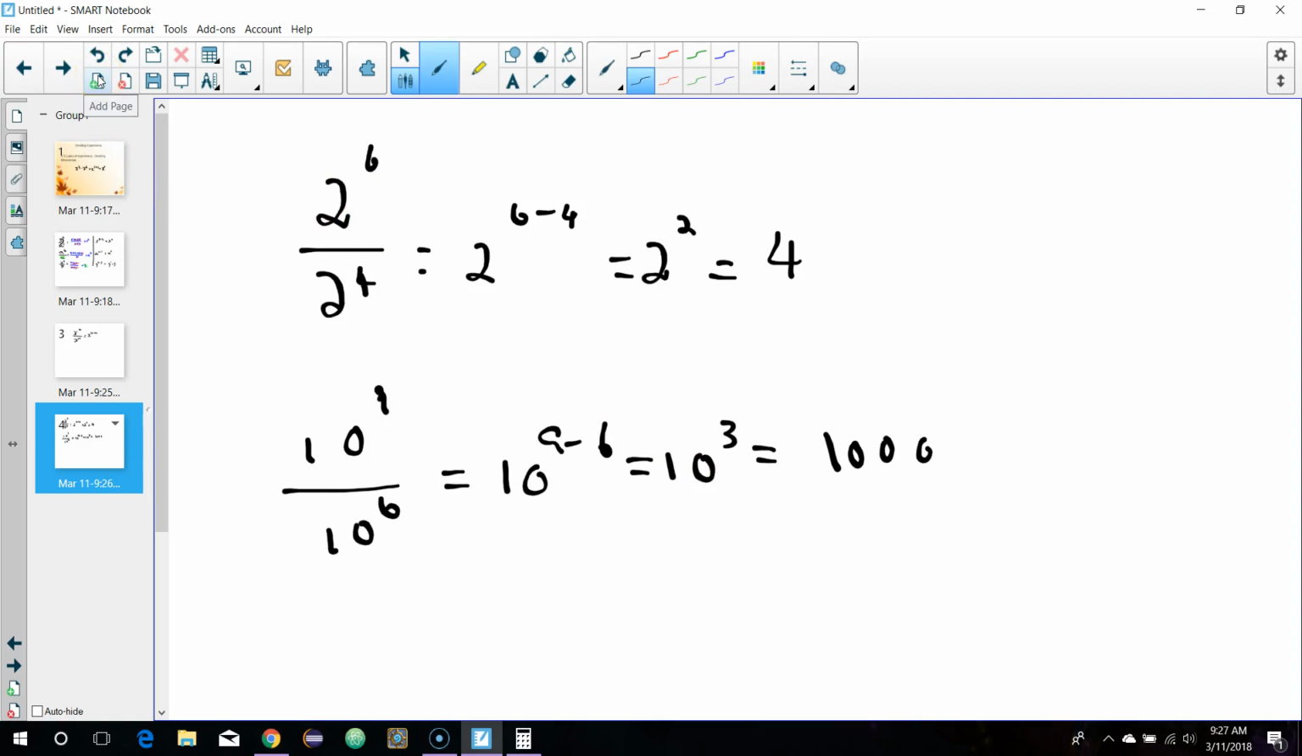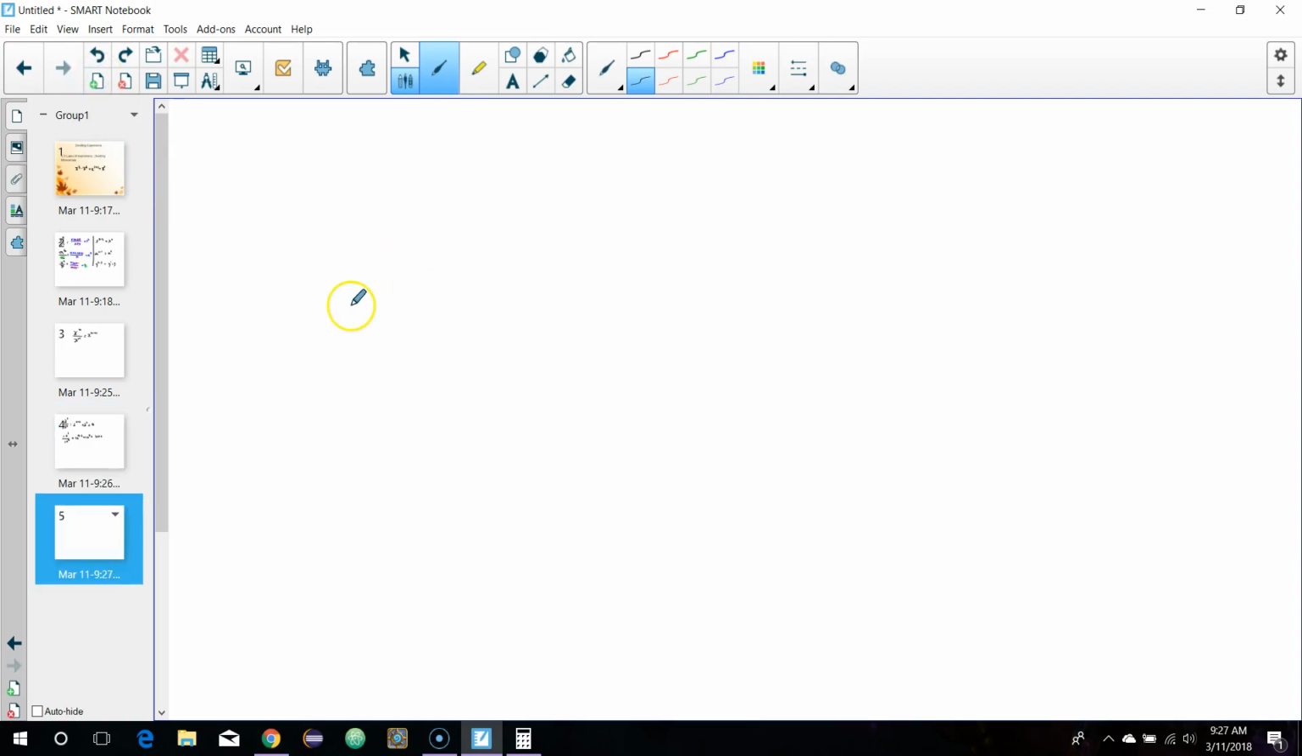Sometimes they may have numbers in conjunction with variables, so we can do that. For example, I'll have x to the power of a over x to the power of 6. This looks very confusing. There are some variables over there, but it's still the same base, so I can do x to the power of a minus 6. That's all you have to do. There's nothing more you can do. Learn where to stop.